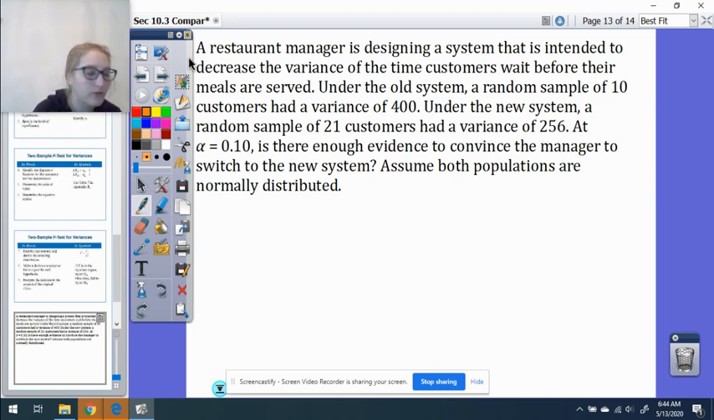Okay, so the first thing that I want to draw your attention to is the fact that 400 is greater than 256, right?